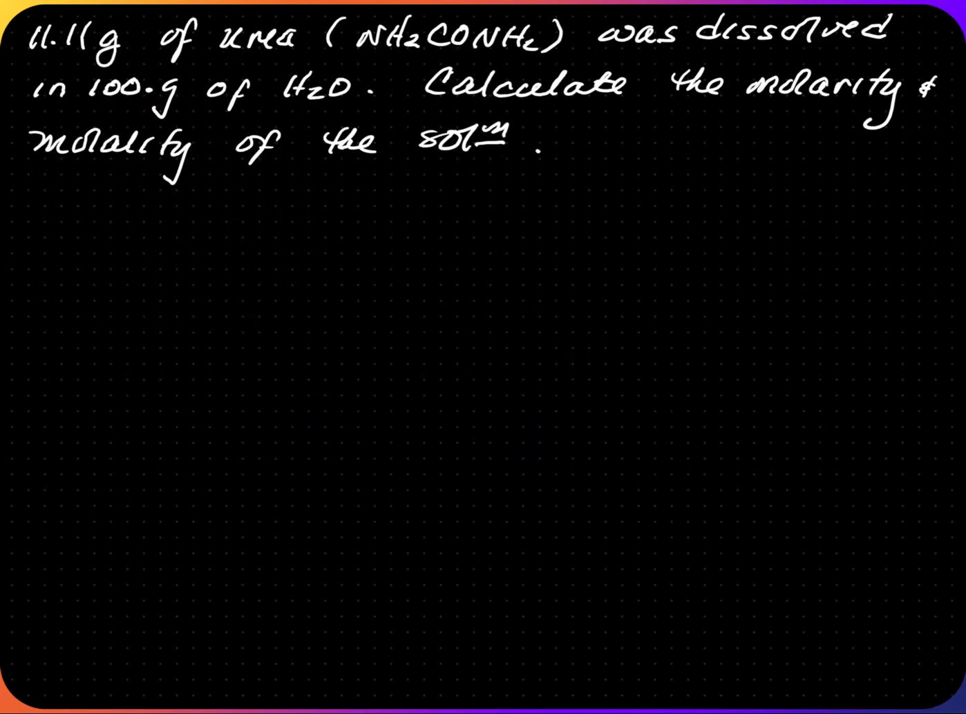Pause the video, solve this problem, and then check your answer. There is 11.11 grams of urea that was dissolved in 100 grams of water. You need to calculate the molarity and molality of the solution. So first, you need to identify the solute, solvent, or solution. Here, my solute is my urea because it's being dissolved into.